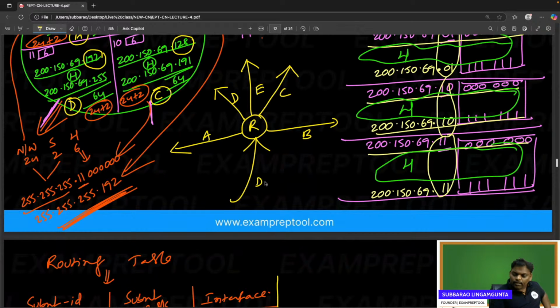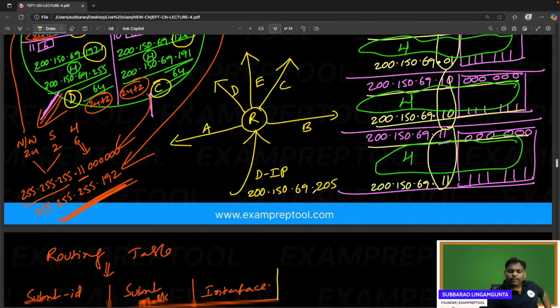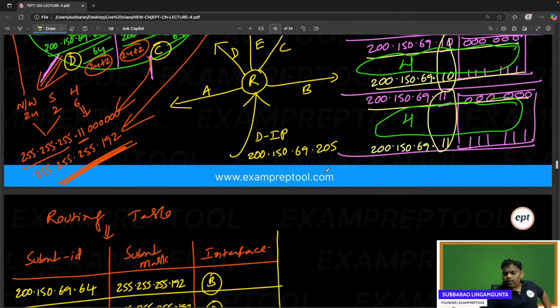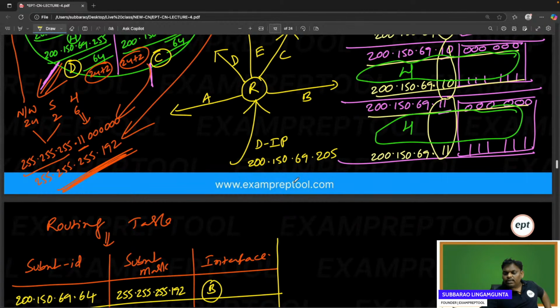Let's see this one. Destination IP. Can you see one destination IP? 200 dot 150 dot 69 dot 205. Careful everyone. Please help me. So one packet came with the destination IP 200.150.69.205. Which interface does it have to select?